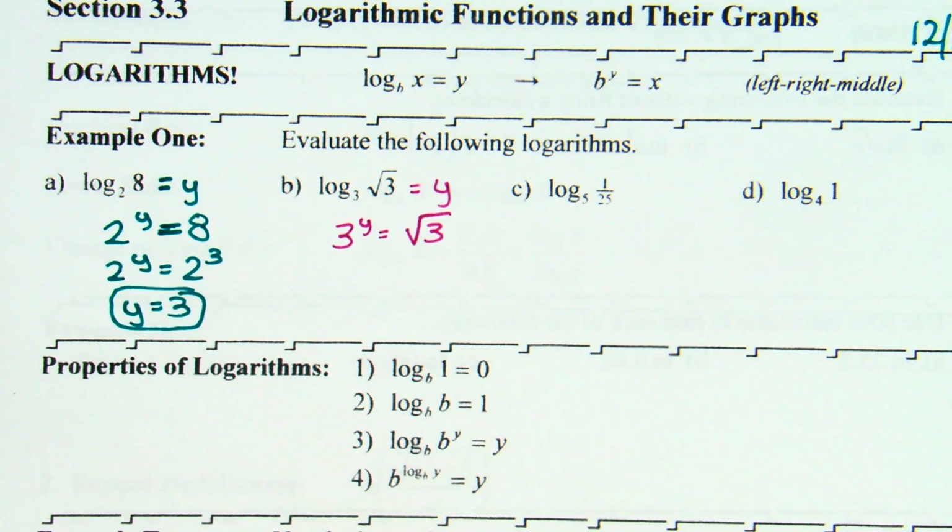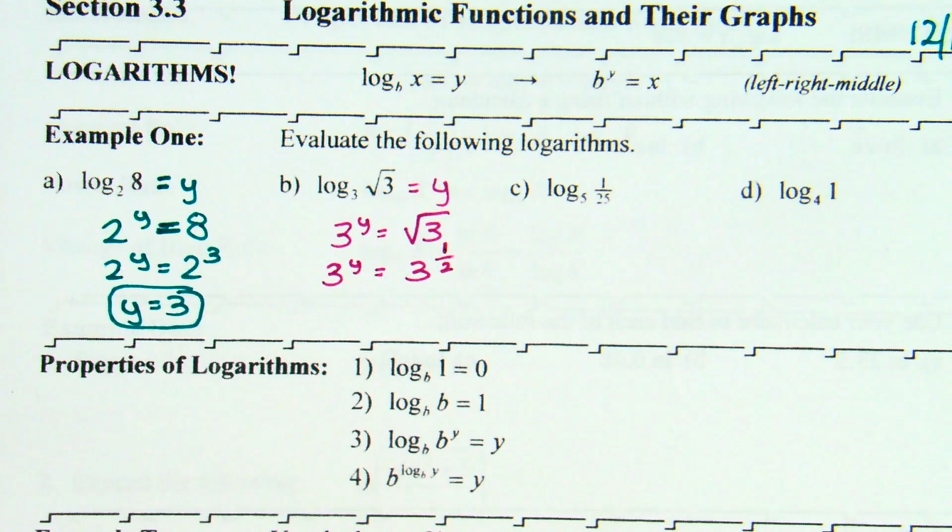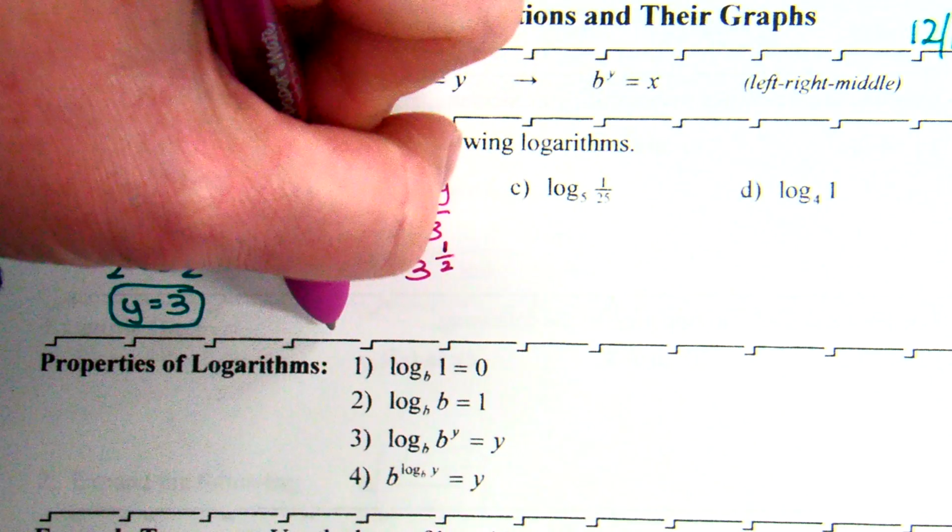Okay, square roots. Remember we talked about this last week in this class, I think. That when there's a radical, remember this is a square root, so it's a denominator of 2. There's no power on 3, so we assume an invisible power of 1. So 3 to the 1/2. So y equals 1/2.